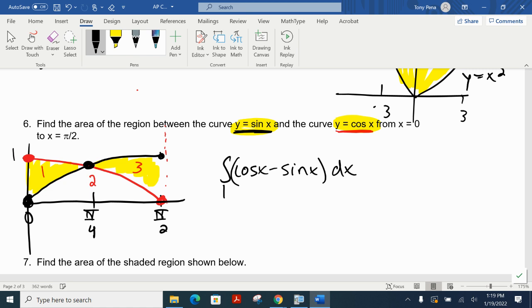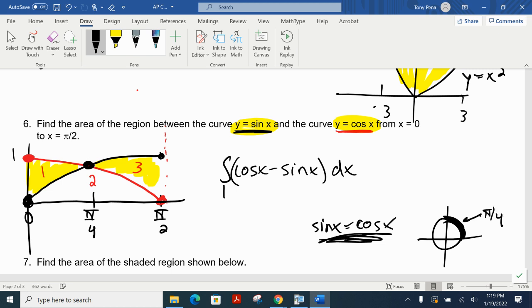You can try to set them equal to each other like we've been doing, and you do want to do that, I suppose. But the only way to really solve this is understanding on the unit circle between 0 and pi over 2, so this region right here, the only place sine and cosine are equivalent to each other is at the angle pi over 4. So that intersection point must be pi over 4. That gives us area region number 1.